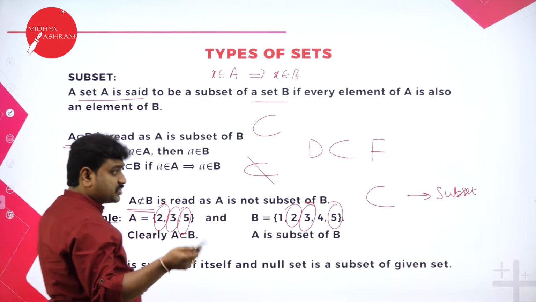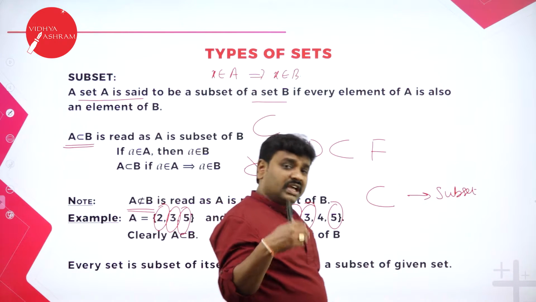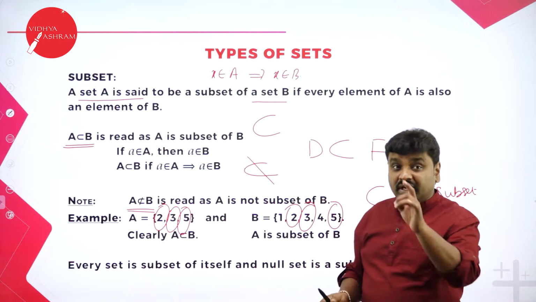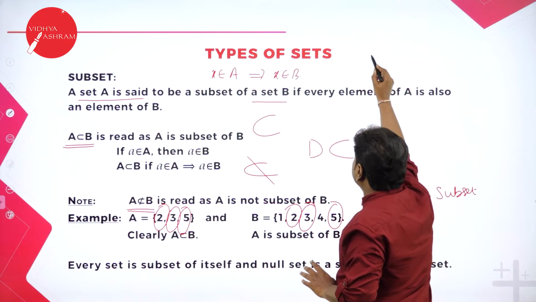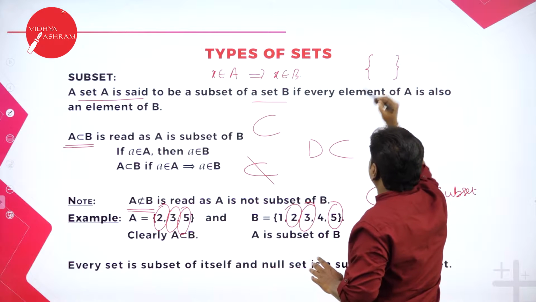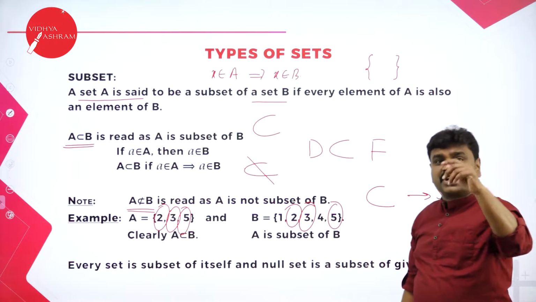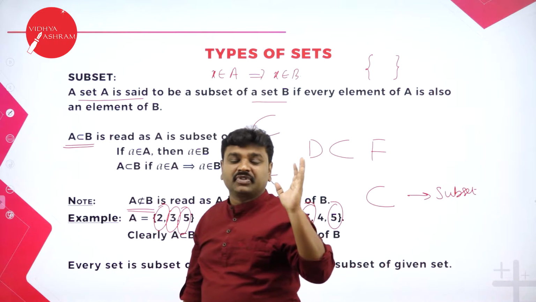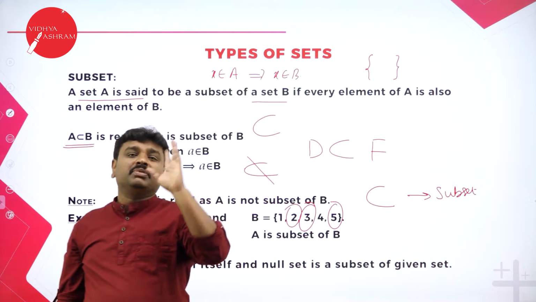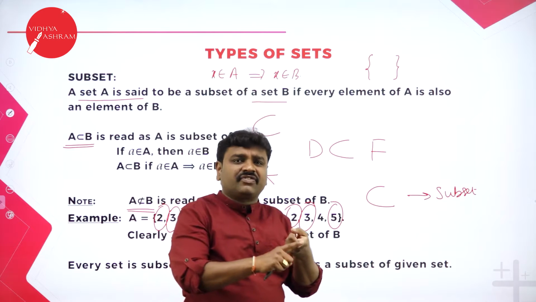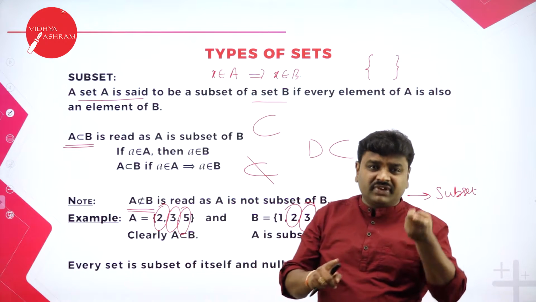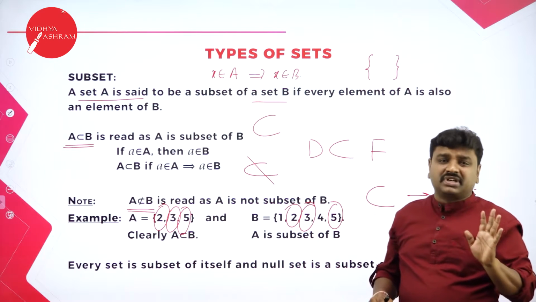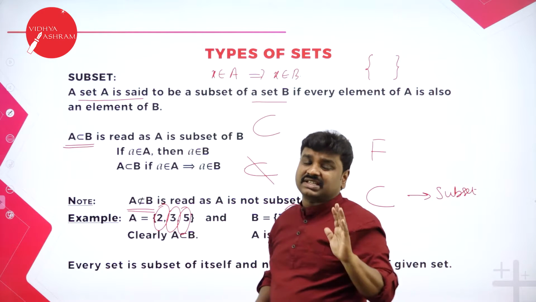Every set is a subset of itself. Very interesting. Any set is a subset of itself. And the null set, do you know what the null set is? Null set or empty set, a set without any elements, is a subset of every set. For any given set, the null set acts as a subset. For any given set, we'll have two minimum subsets. What are they? Itself and the null set. For every set, itself is a subset. For every set, the null set is a subset.